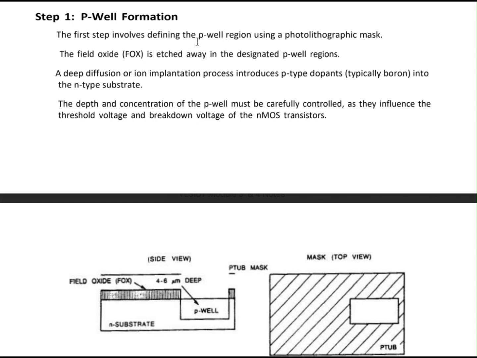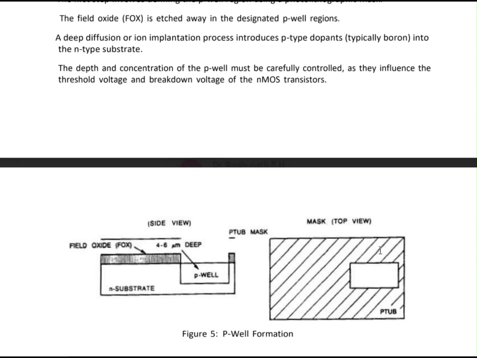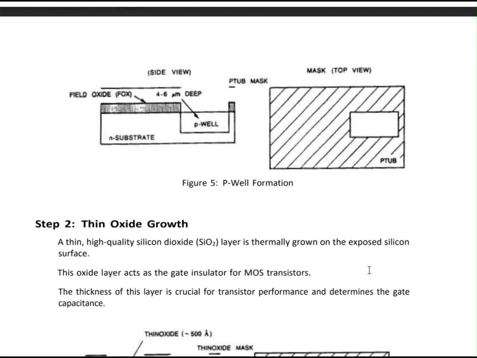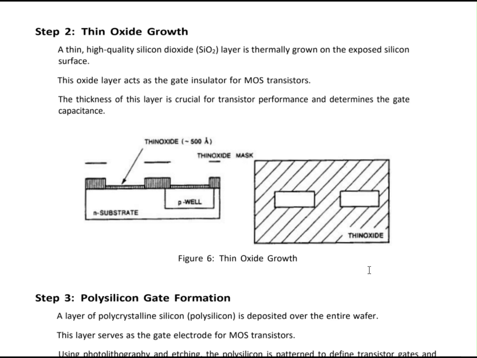The first step involves defining the P-well region using a photolithographic mask, and a deep diffusion or ion implantation process introduces the P-type dopants and forms the P-well region. So this is the field oxide region, N substrate, and the P-well region. On looking at the top view, you will find it like this. This is the P-tub, which is marked with the lines, and this is the P-well, which is an empty rectangle. And step 2 is thin oxide growth.